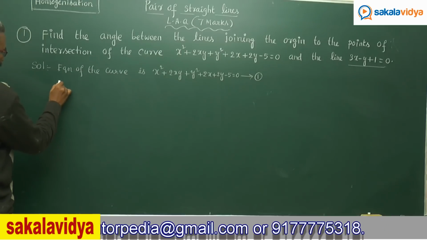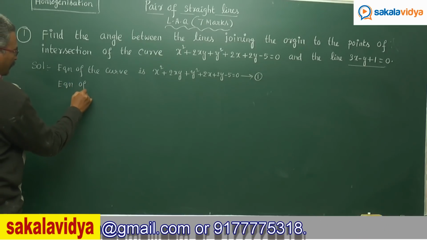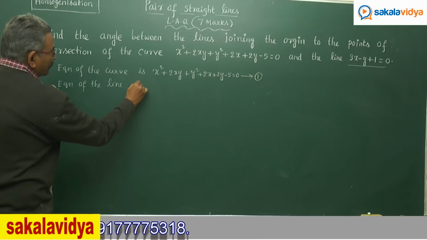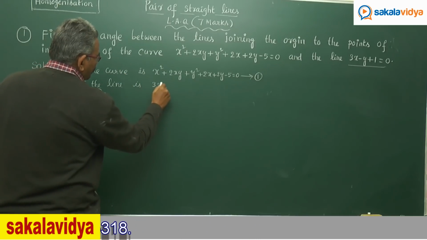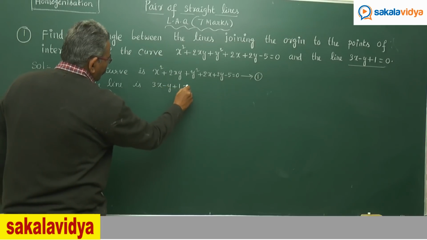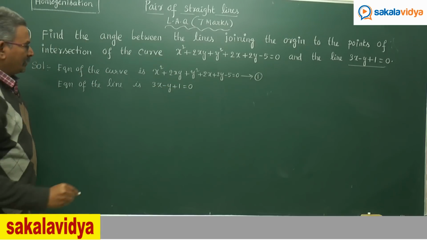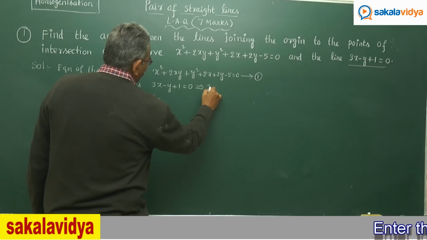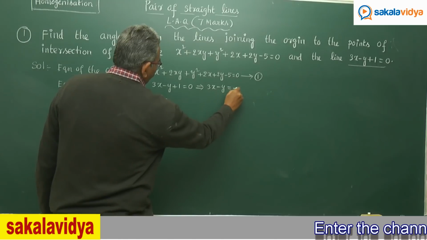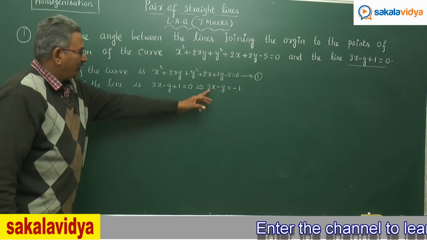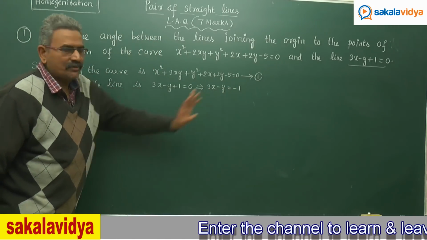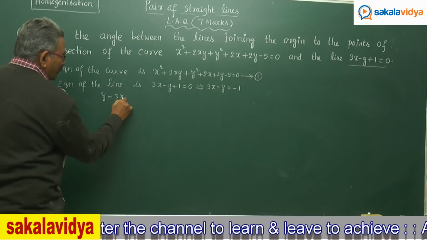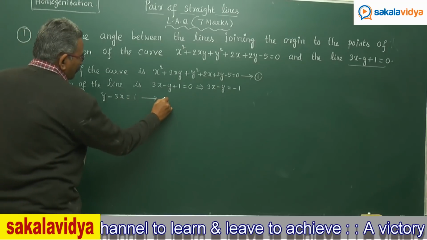Equation of the line is 3x minus y plus 1 equals to 0. This can be written as 3x minus y equals to minus 1. Multiply minus 1 on both sides, we get y minus 3x equals to 1, say equation 2.